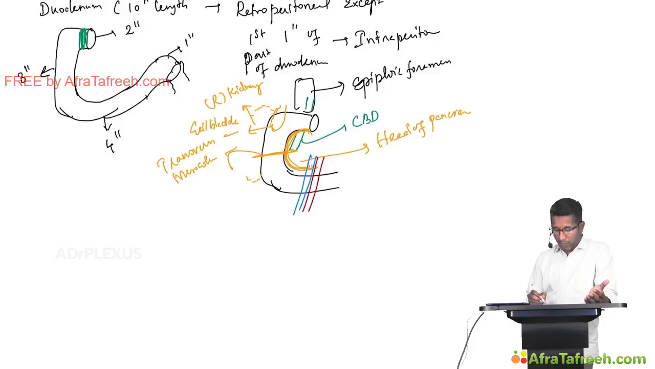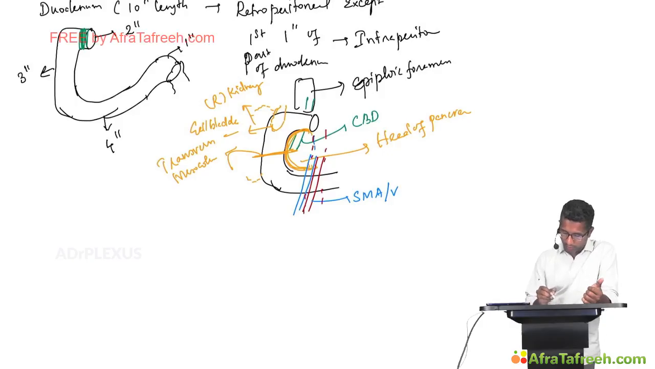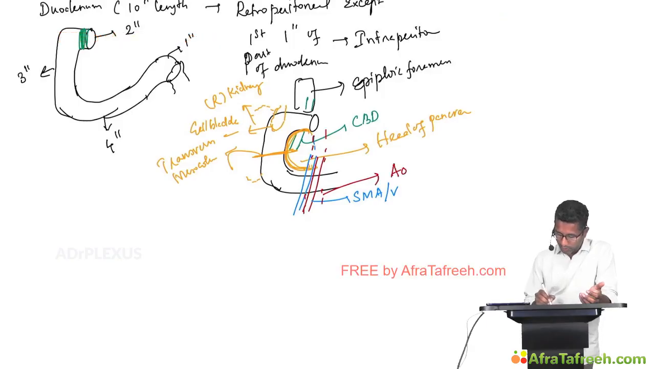So the third part of the duodenum is lying between the superior mesenteric artery and the superior mesenteric vein anteriorly, and behind this you have the aorta, which is running here. So the aorta is related to the third part of the duodenum posteriorly. What is the posterior relationship? On the third part of the duodenum, posteriorly it is related to the aorta.